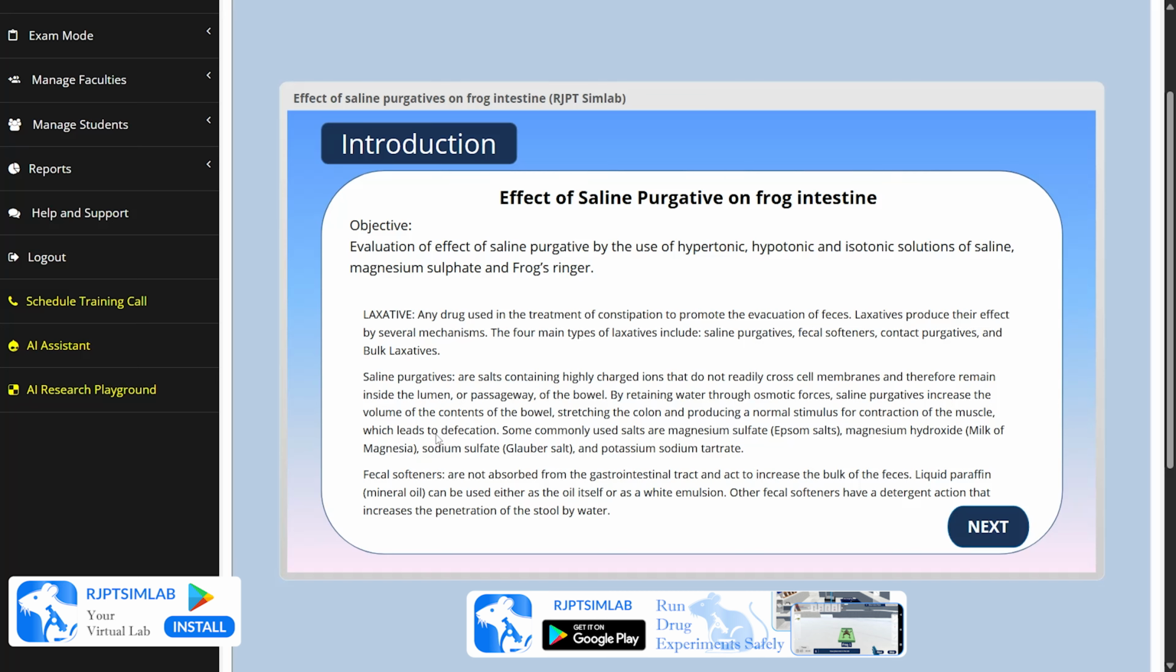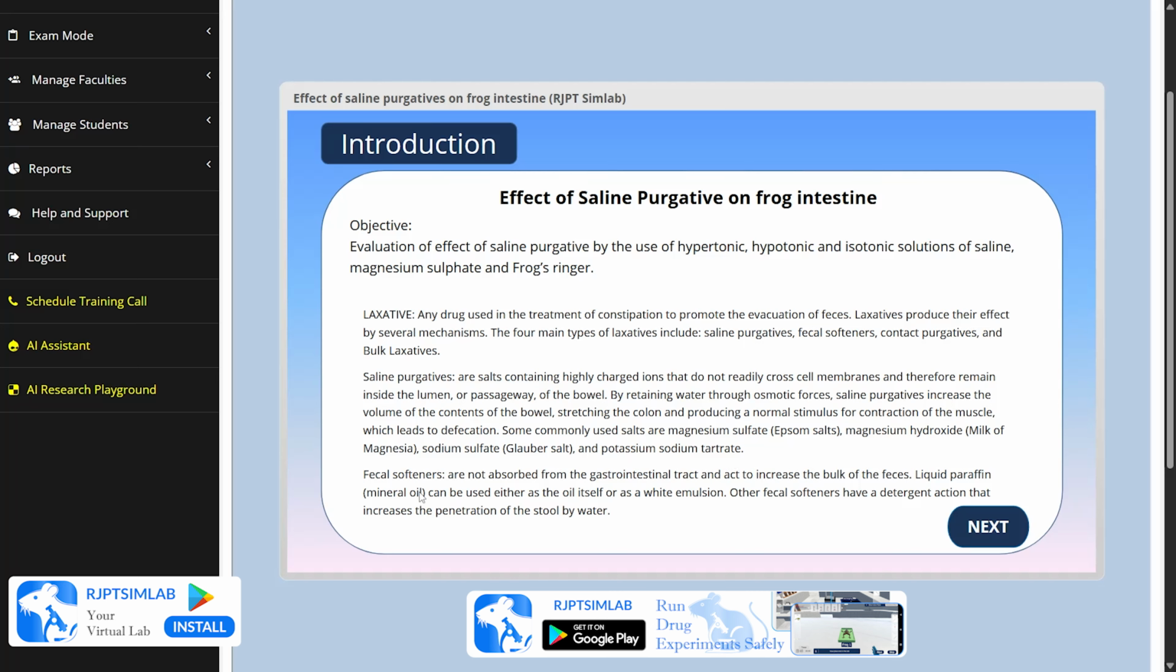Defecation is a biological process of the elimination of solid waste materials known as feces from the digestive tract through the anus. So defecation is the removal of the waste materials from the body through the anus. Some of the commonly used saline purgative salts are magnesium sulfate, which is also known as Epsom salt, magnesium hydroxide, which is also known as milk of magnesia (MOM), sodium sulfate, which is also known as Glauber salt, and potassium sodium tartrate.